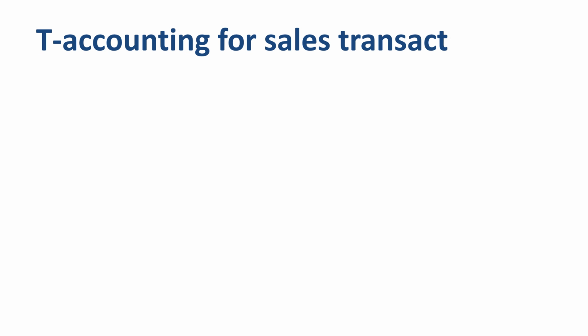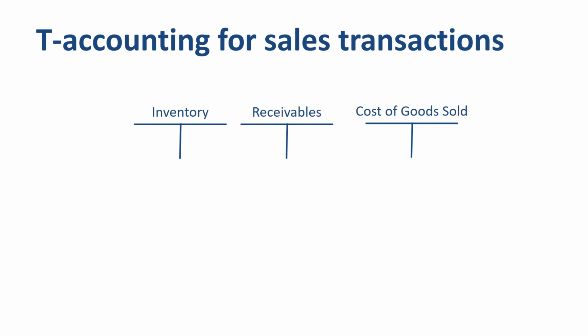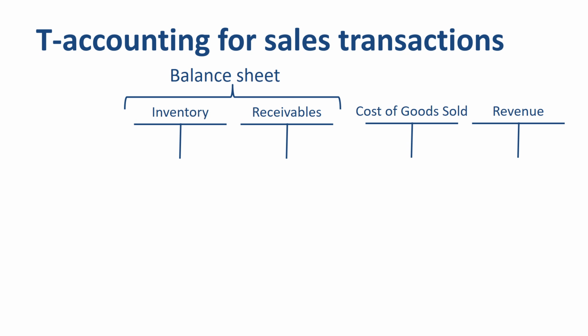In recording a sales transaction, you tend to make use of four main accounts: inventory, receivables, cost of goods sold, and revenue. The first two, inventory and receivables, are accounts on the balance sheet. The last two, cost of goods sold and revenue, are accounts in the income statement. On purpose, I am only showing you four accounts. There are obviously many more accounts on the balance sheet as well as on the income statement, but these are out of scope in this example.